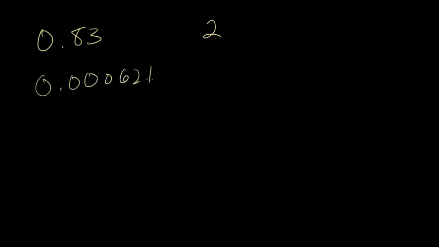But leading zeros are not significant. So if we have 0.83, that's only 2 sig figs. If we have 0.000621, that's only 3 sig figs. Leading zeros are not significant, ever.